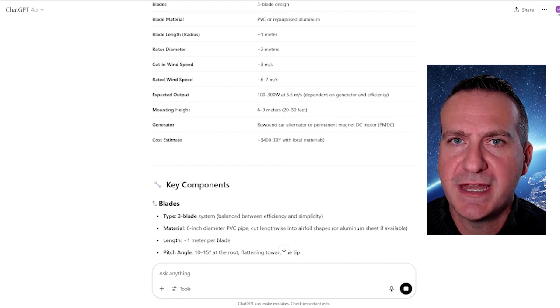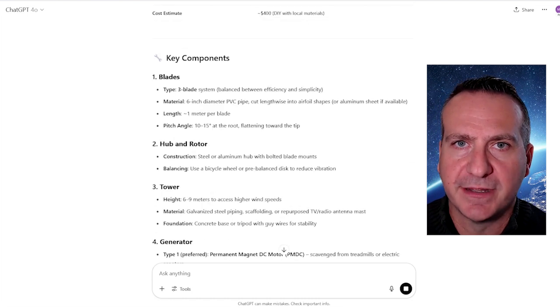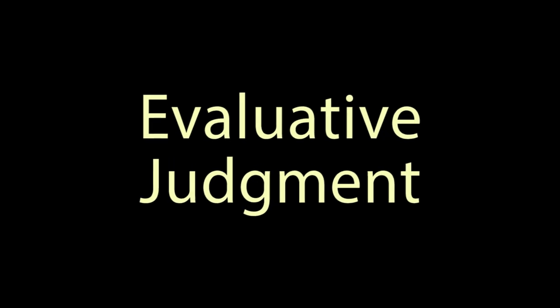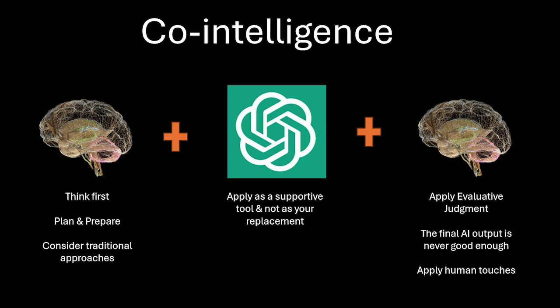Take note that the output should never be used as the final product. You must apply evaluative judgment to ensure quality and fit for purpose. Multiple prompting iterations may be needed to improve the output further. The final stage always requires the human eye and human editing.